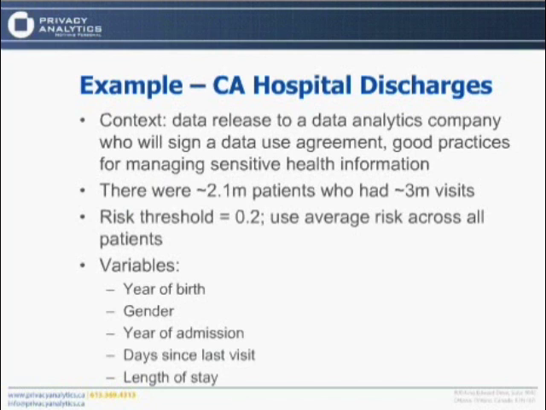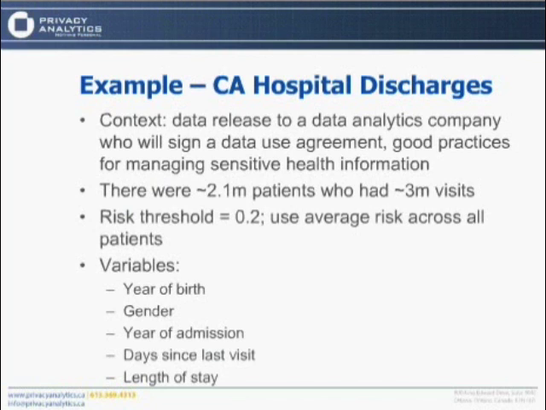And we're going to use average risk. There are different types of risk that one can use. Risk metrics. You can look at the maximum risk of reidentification. You can look at the average risk of reidentification. You can look at reidentification of a single person. You can look at the proportion of records that can be successfully matched if someone tries to match your data set with, say, a voter registration list. So I'm just going to look at average risk.